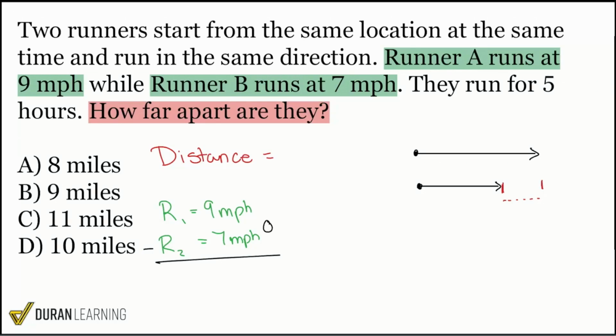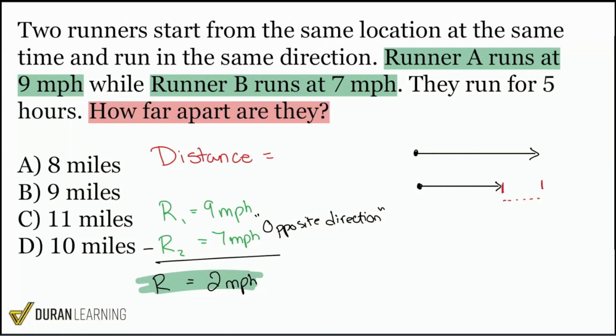We subtract because, again, we're finding the gap. Right on. So now we subtract and we get 2 miles an hour. That is our true rate. That is the true rate right there. They're moving apart from each other at a rate of 2 miles an hour.